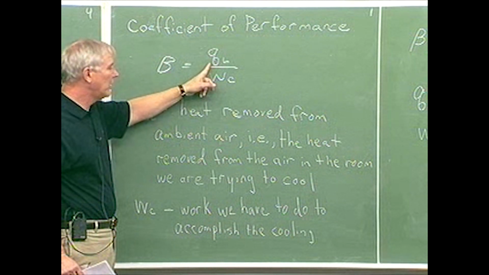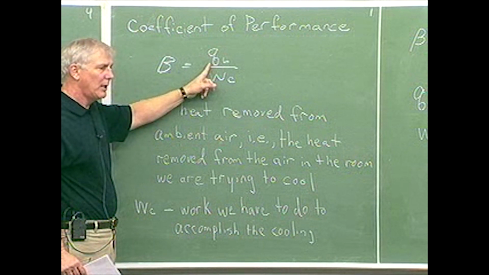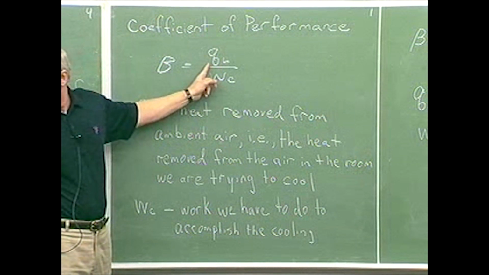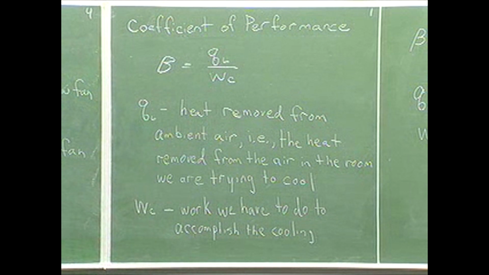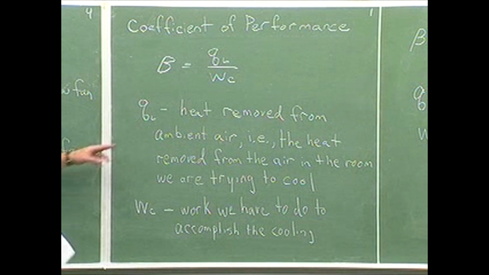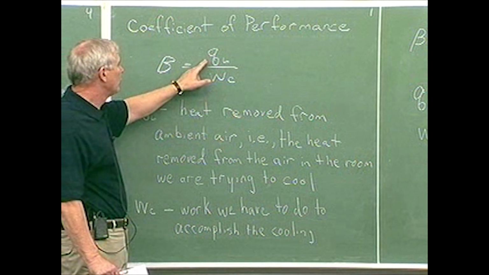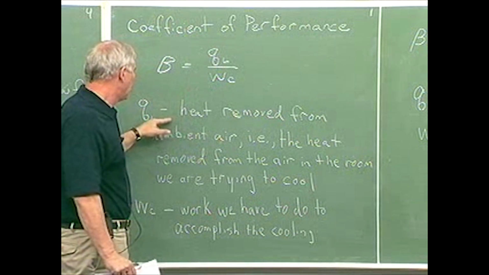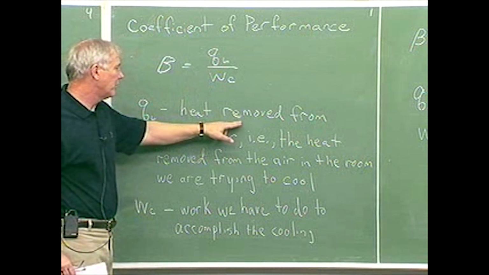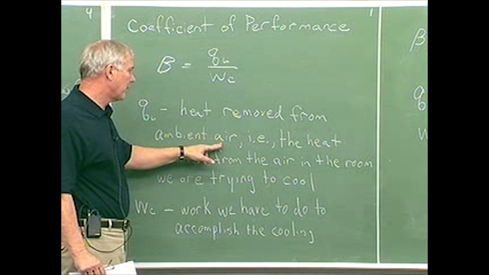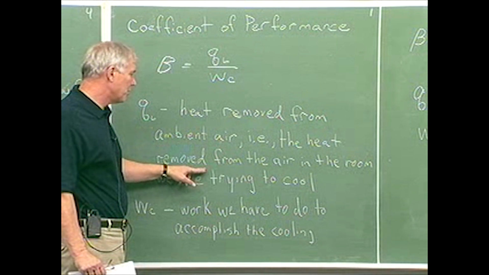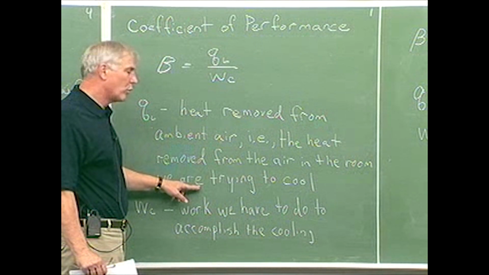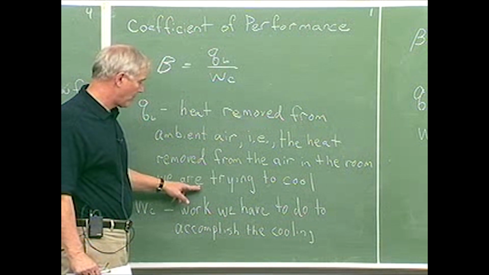So Q low would be the heat that we remove from the ambient air. So that would be, let me see, that would be process 4 to 1' here. So we find the difference in enthalpy between 4 and 1. Q low, like I just said, is the heat removed from the ambient air. That is, it's the heat removed from the air in the room we're trying to cool.